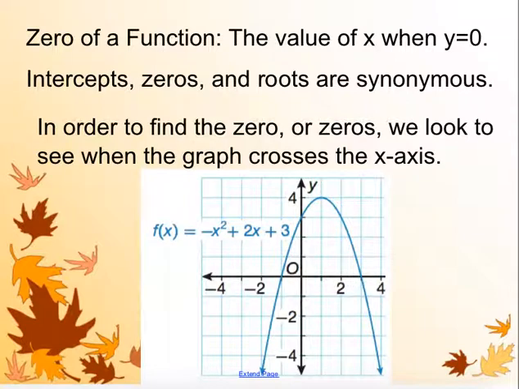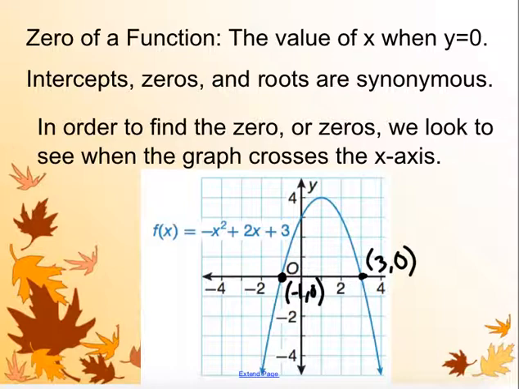So, zeros of a function is the other part of a quadratic, and this is when y equals 0. We're looking for an intercept. We can call it a zero, we can call it a root. All of these names really just denote this x-intercept. Now in this parabola, we can see it crosses the x-axis right here at -1, 0 and at 3, 0. So those are my two intercepts.